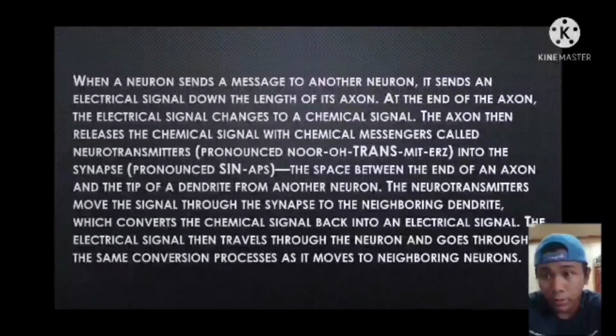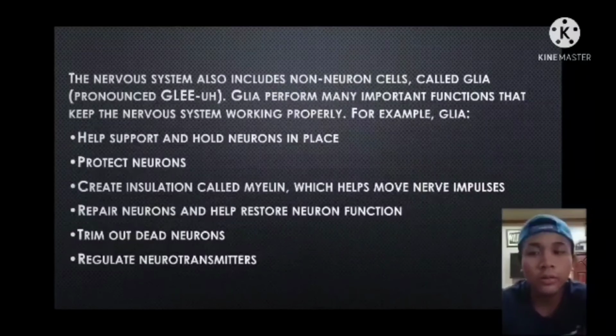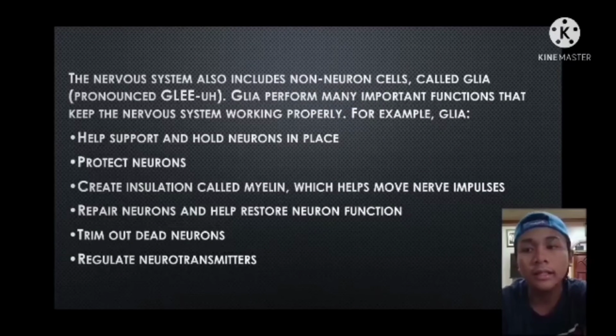The neurotransmitters move the signal through the synapse to the neighboring dendrite, which converts the chemical signal back into the electrical signal. The electrical signal then travels through the neuron and goes through the same conversion processes as it moves to neighboring neurons. The nervous system also includes non-neuron cells called glia.